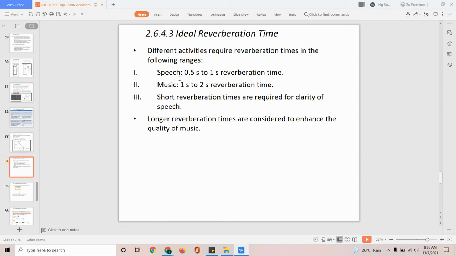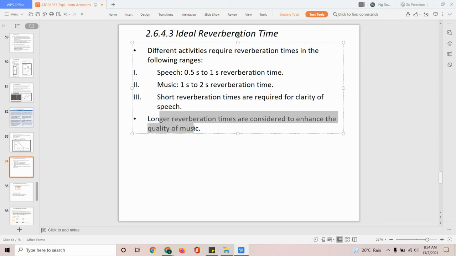Different activities will have different reverberation times. For speech, we want not more than 1 second, or between 0.5 and 1 second, and for music, 1 to 2 seconds. A short reverberation time is required for clarity of speech, and a longer one can be used for enhancement of the quality of music. This is where room acoustics comes in.